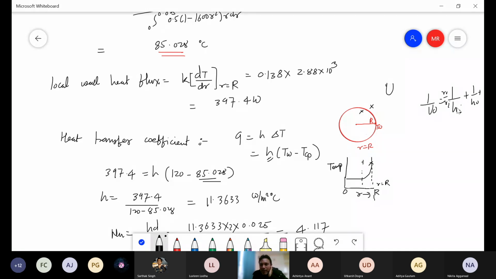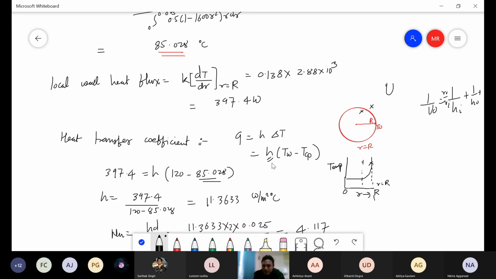R0 by Ri into 1 by Hi plus 1 upon H0. Yes, that's what you are going to get if you are considering both the resistances here. But this is not asked in the problem. We are only concentrating inside the pipe. That's why we have used only H and not Hi or H0. Is it clear?